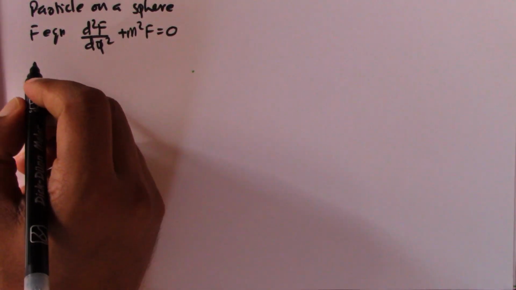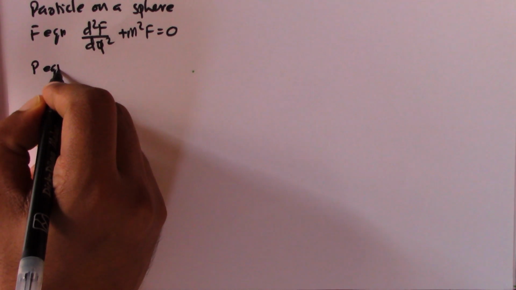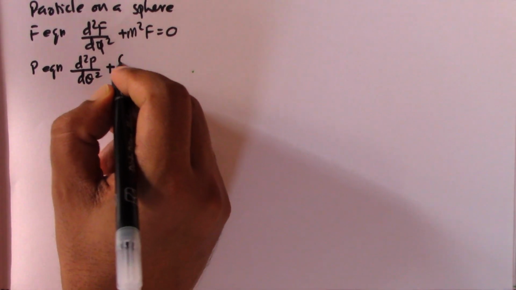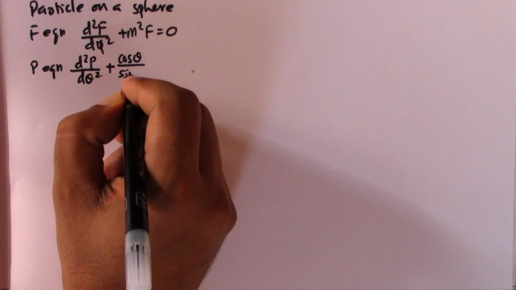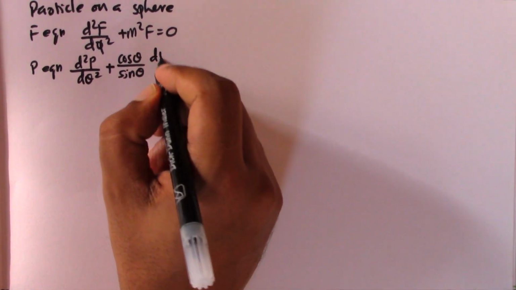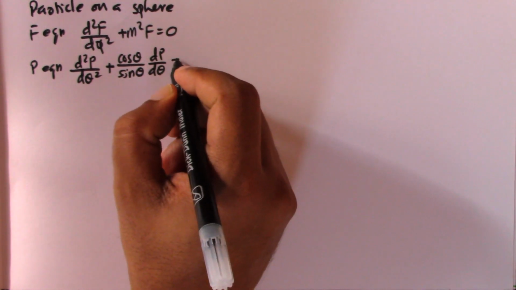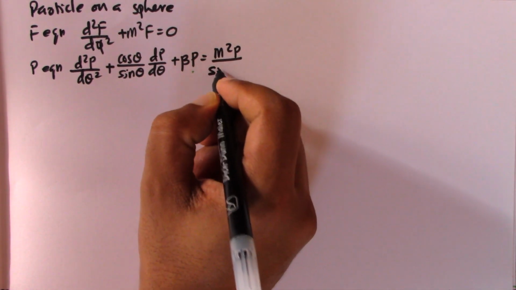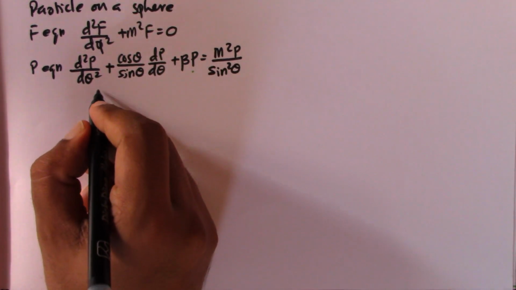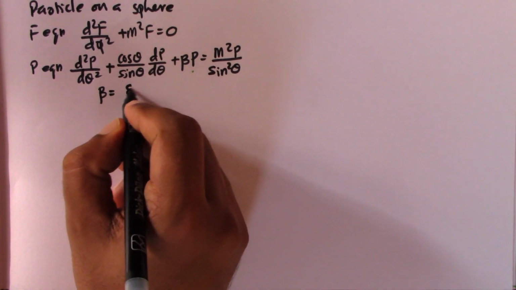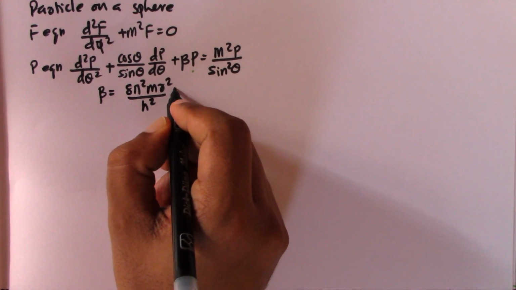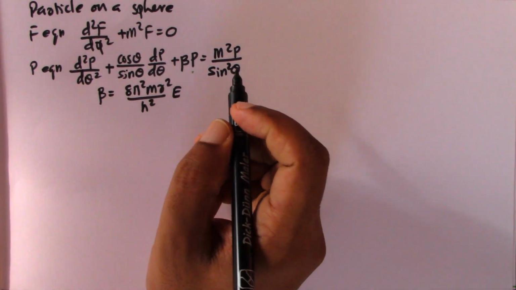And there was another equation, that is the P equation or theta equation, and this equation was d square P divided by d theta square plus cos theta divided by sin theta, dP by d theta plus beta P is equal to m square P divided by sin square theta, where beta was defined as 8 pi square m r square by h square into E. This was beta.